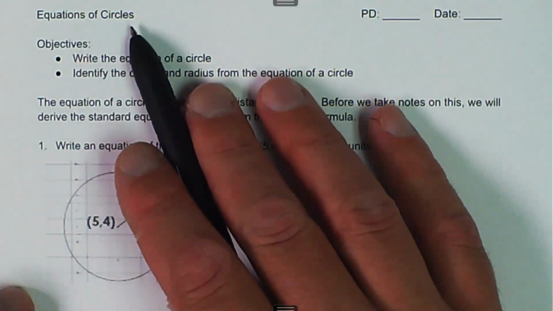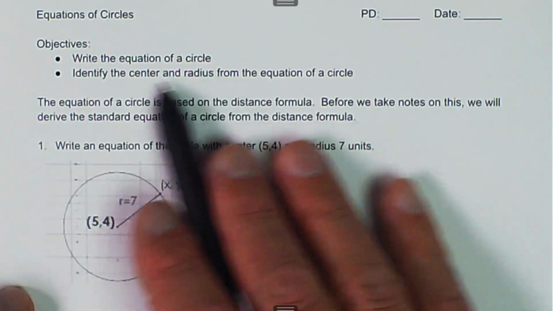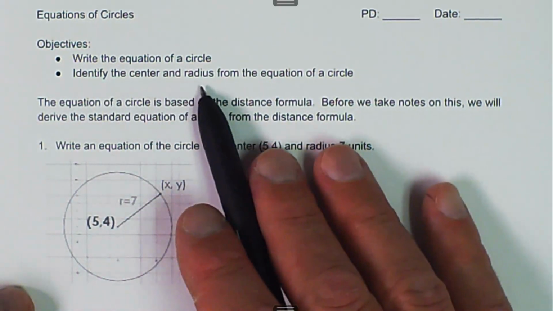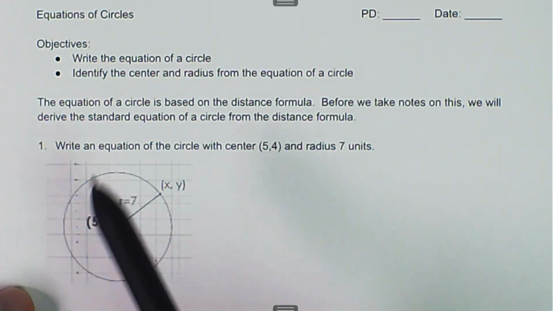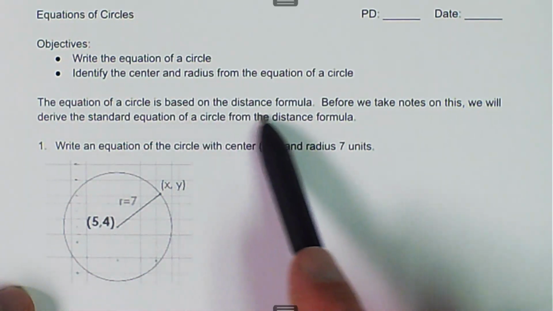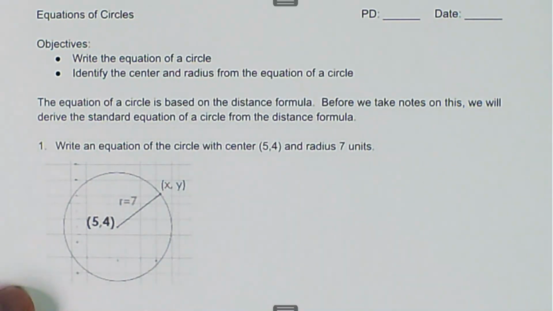We are talking about equations of a circle, and the objectives are we want to write the equation of a circle, and we want to identify the center and radius from the equation of a circle. So the equation of a circle is based on the distance formula. Before we take notes on this, we will derive the standard equation of the circle from the distance formula.